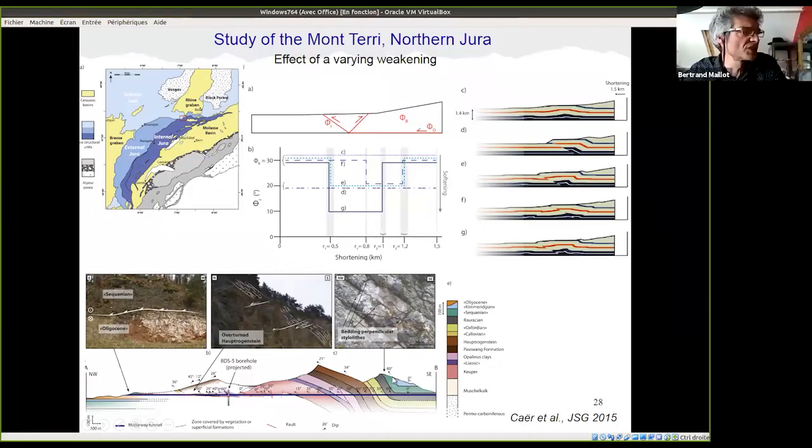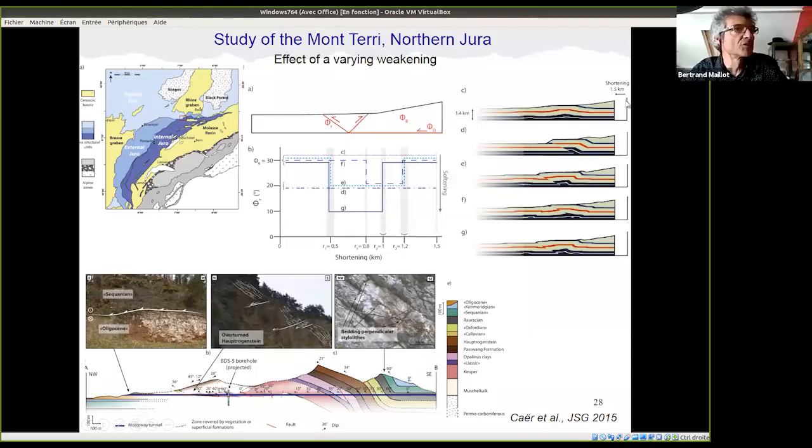One feature that we looked at, among several others in this paper by Tiffen Kerr, is the fact that the backlimb here is very steep. You have 60 degrees in the backlimb of this fold. And the limestone layers here show some bedding perpendicular stylolites. So they look like they have been compressed horizontally before being folded. So we try to model this with SLAMTEC.